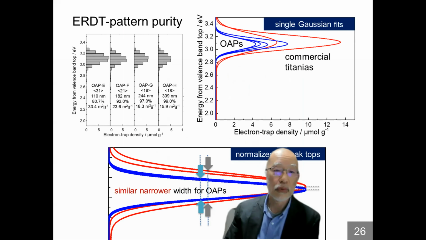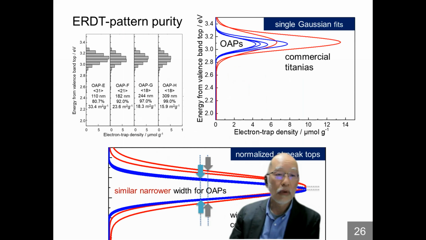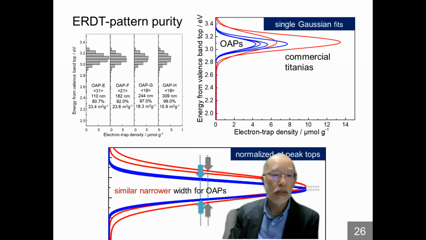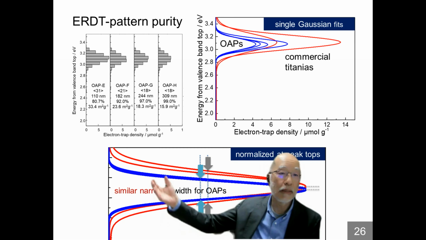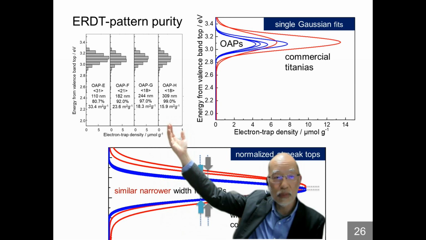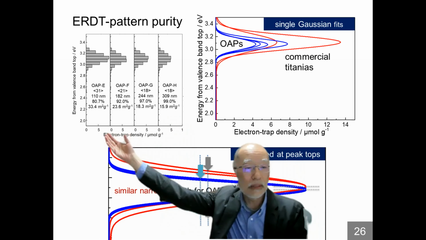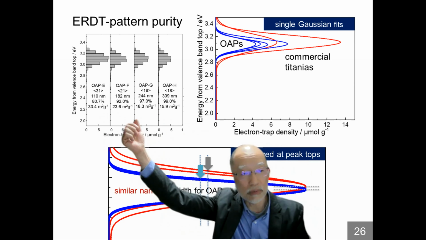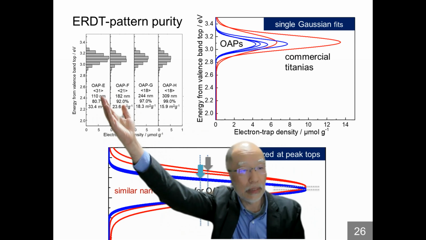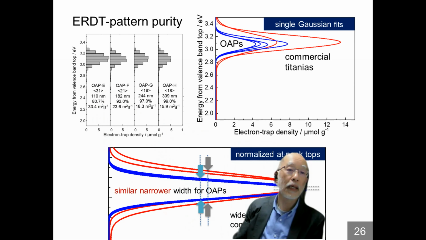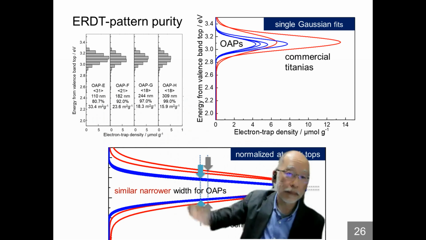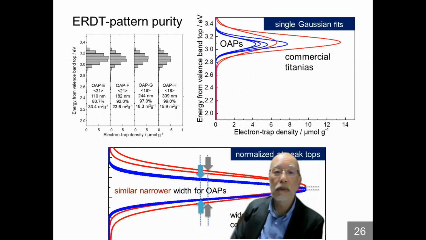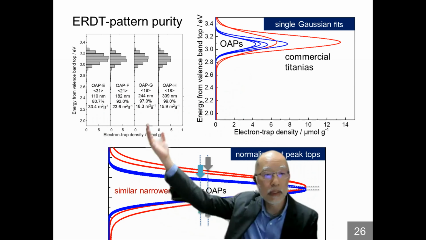Then we checked the electron trap distribution for these octahedral particles, and the results show almost similar shapes, but they differ depending on the specific surface area. The higher the specific surface area, the higher the total density. The value shown in parentheses is 31, and this decreases to 18. And this is the single Gaussian fit for this ERDT pattern.